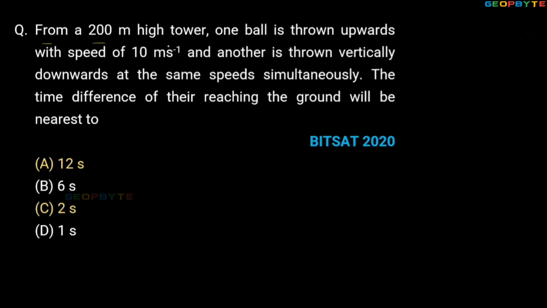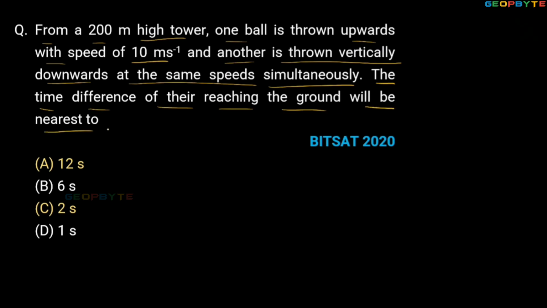From a 200 meters high tower, one ball is thrown upward with a speed of 10 meter per second and another is thrown vertically downwards at the same speed simultaneously. From a tower which has a height of 200 meters, one ball is thrown upwards with a speed of 10 meter per second. With the same speed, another ball is thrown down. The time difference of their reaching the ground will be nearest to.